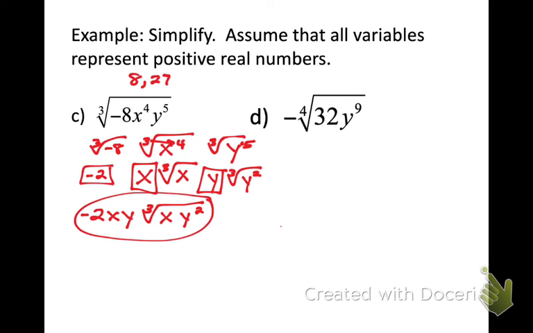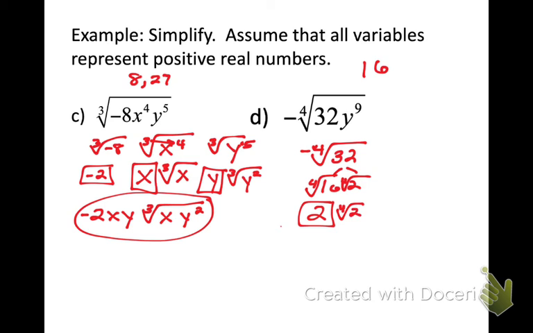Okay, now let's go to our perfect fourths. My first perfect fourth, 2 to the 4th is 16. I don't think I need to go any higher than that because that's where we're going to be. So the negative 4th root of 32. So that's going to be 16 times 2. The 4th root of 16 is 2. And then we're left with a 4th root of 2.